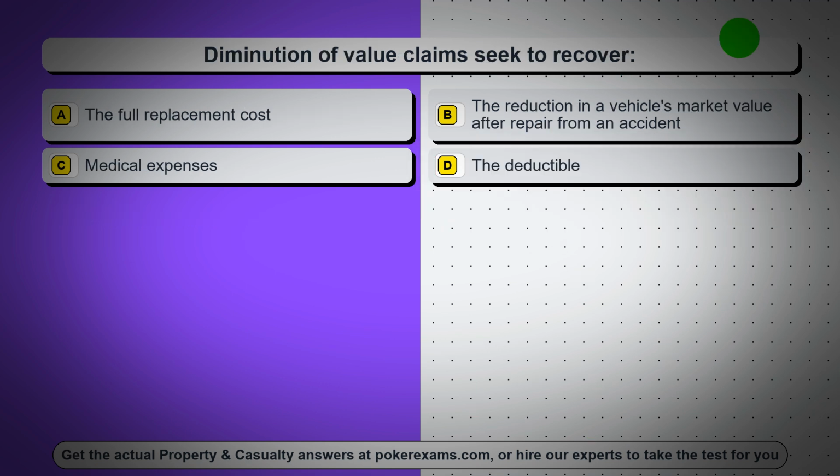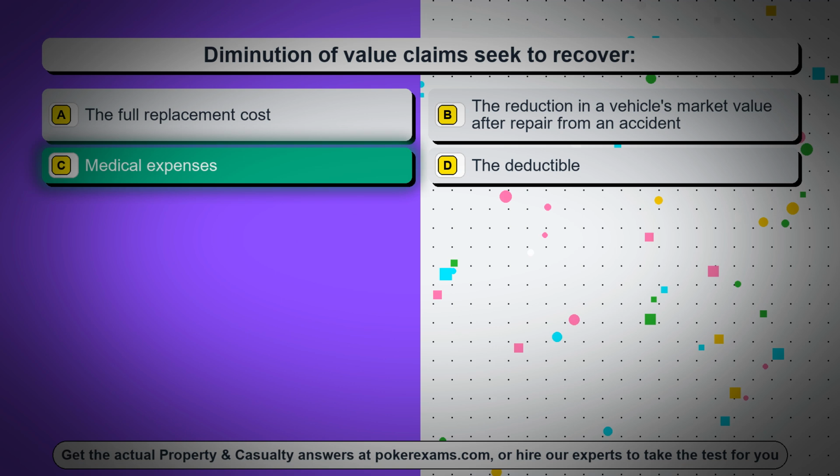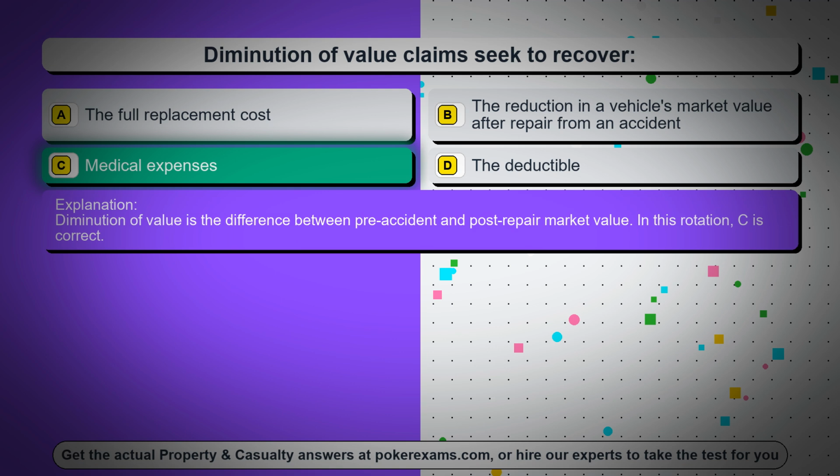Question 76. Diminution of value claims seek to recover, option A, the full replacement cost, option B, the reduction in a vehicle's market value after repair from an accident, option C, medical expenses, option D, the deductible. The correct answer is option C, medical expenses. Diminution of value is the difference between pre-accident and post-repair market value. In this rotation, C is correct.